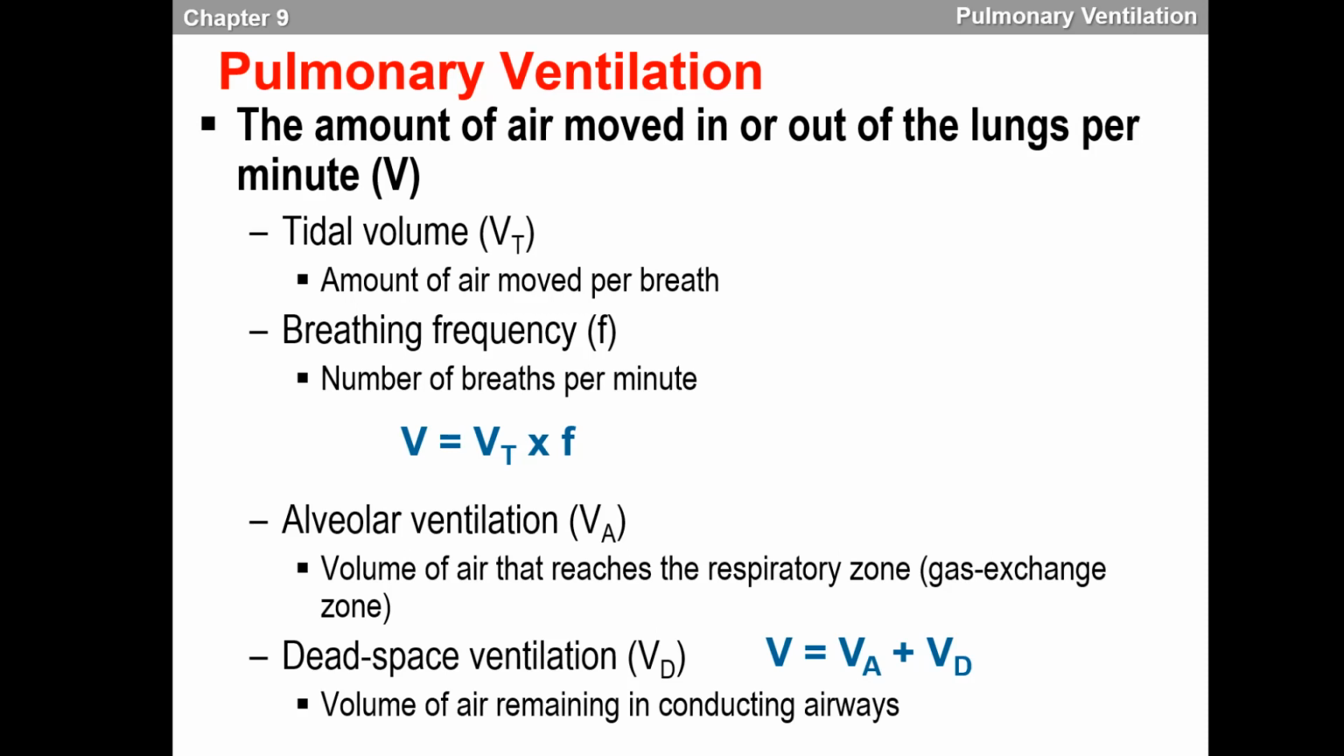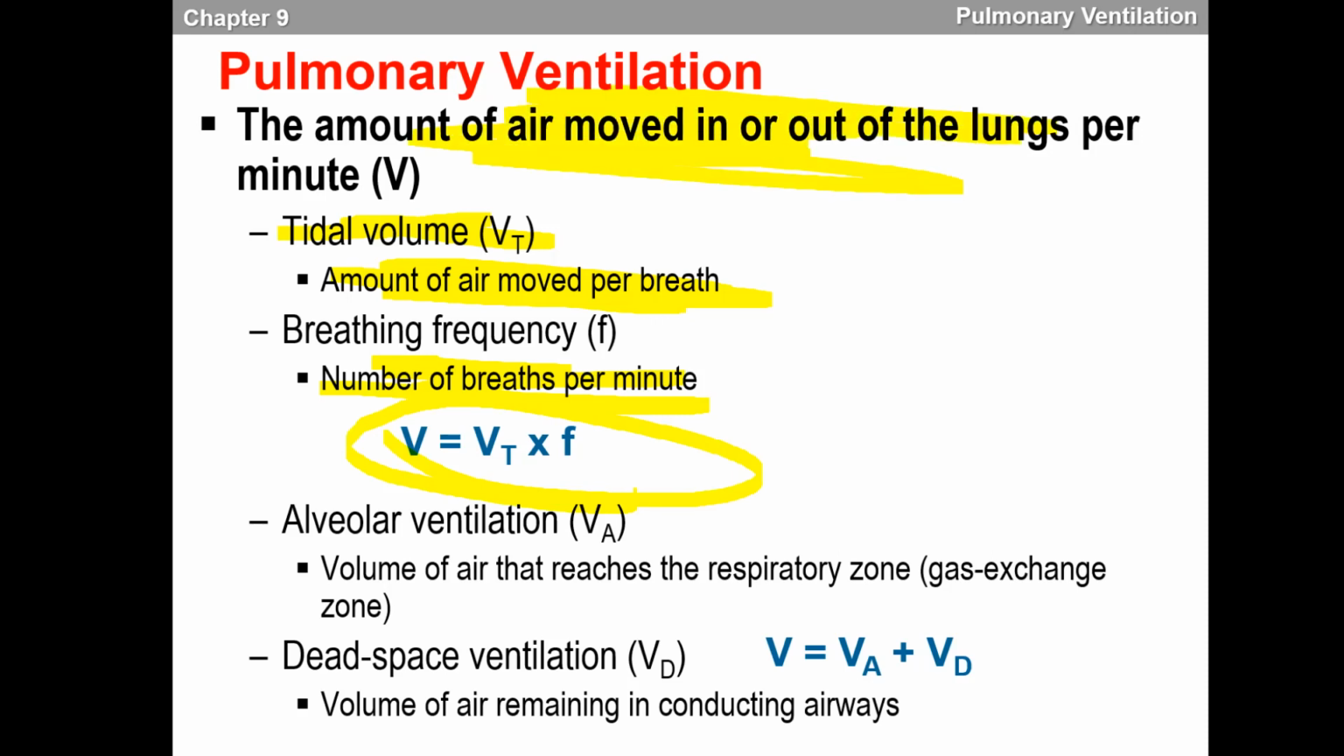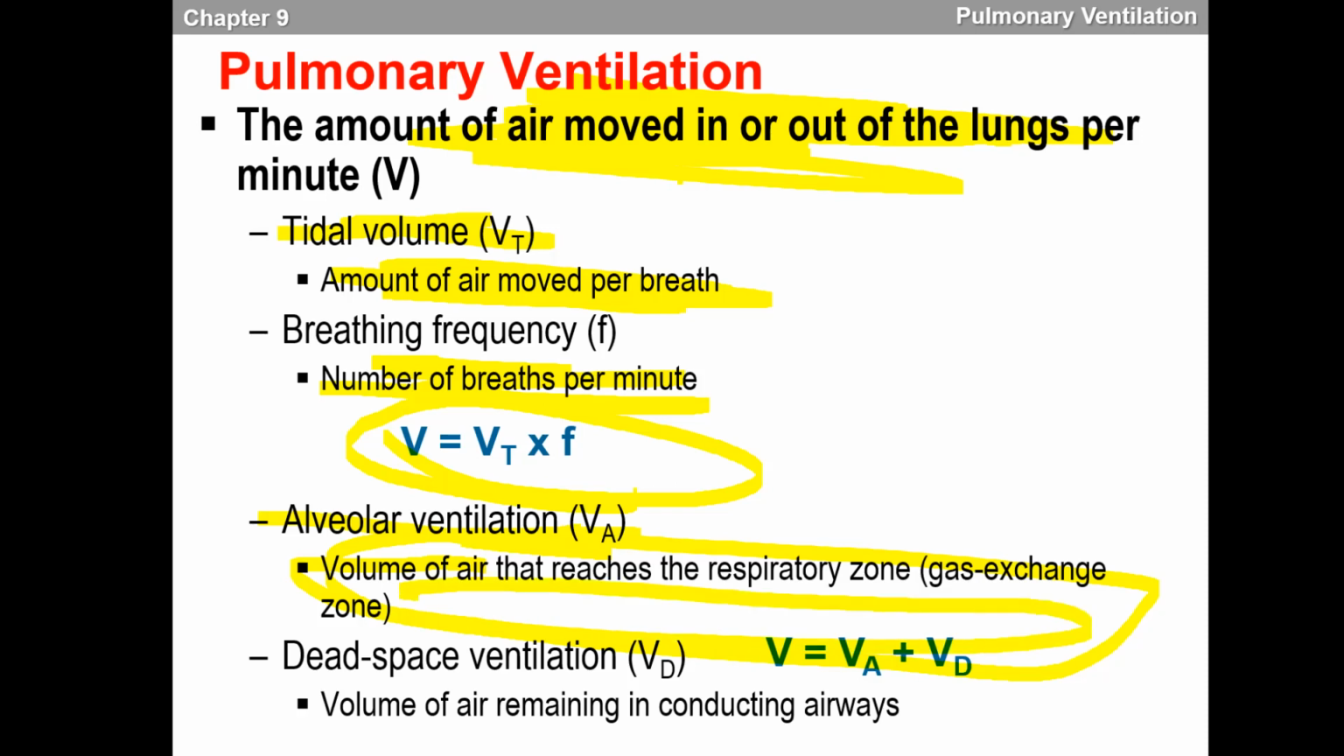Okay, pulmonary ventilation, right? So we have tidal volume. This is the amount of air moved per breath. Breathing frequency is the number of breaths per minute. When you multiply those two, we get total air moved, right? This has nothing to do with the oxygen or carbon dioxide, but just the amount of air that we actually moved in and out. And then we have alveolar ventilation, which is how much of the air actually goes to the gas exchange zone. And we have dead space, which is just the air that is in the conducting airways.